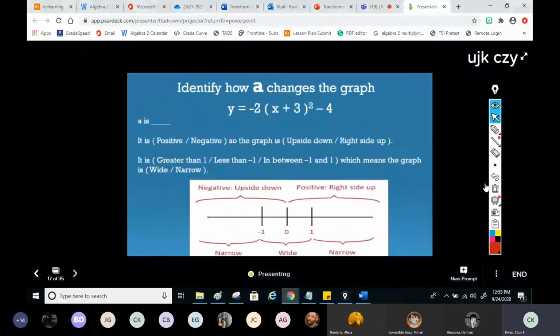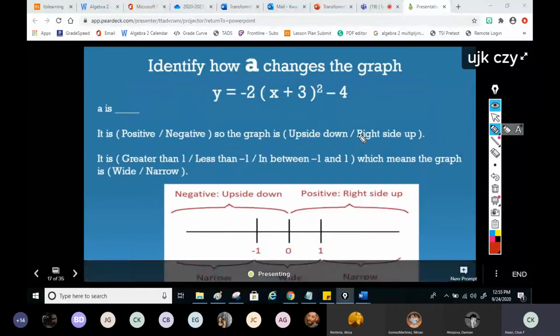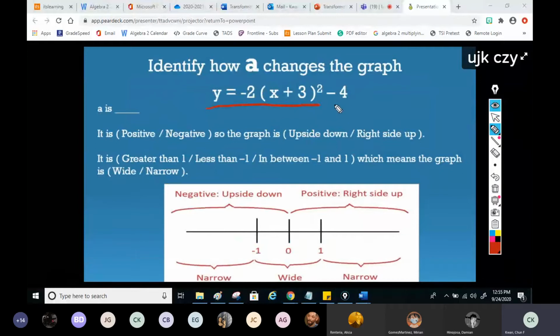All right, moving on. Let's look at this problem right here. At the very least, let's just copy this down. Make sure you copy the equation down. Identify how the letter A changes the graph. Right here, I have a quadratic function in front of you, and you can see the A is right here. Then your H is right here, and your K is right here. But we are only going to talk about A for now. H and K, we did last class. Let's look at just the A.